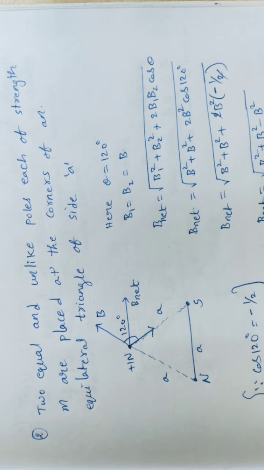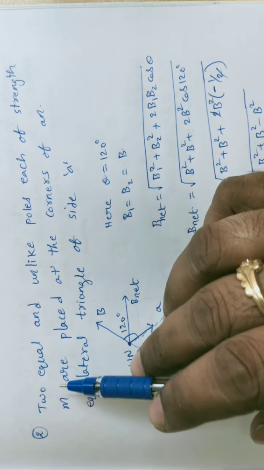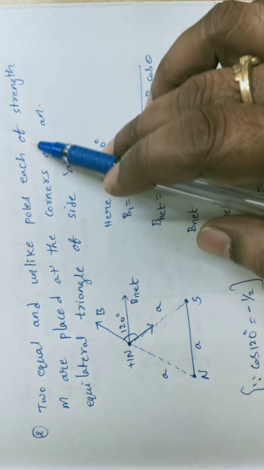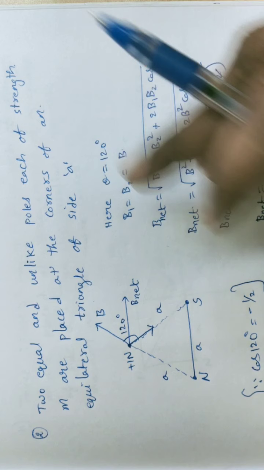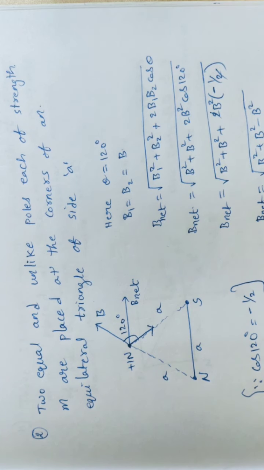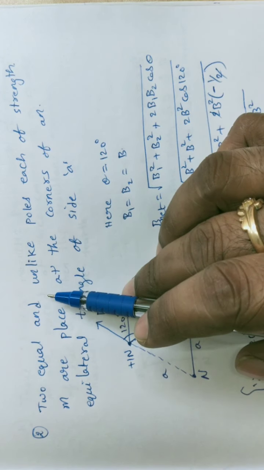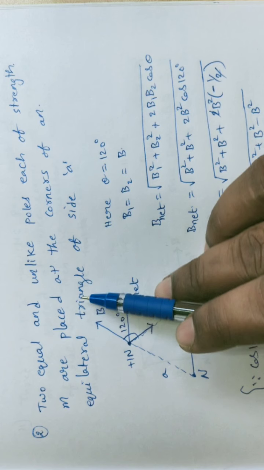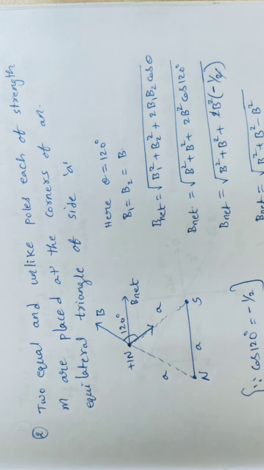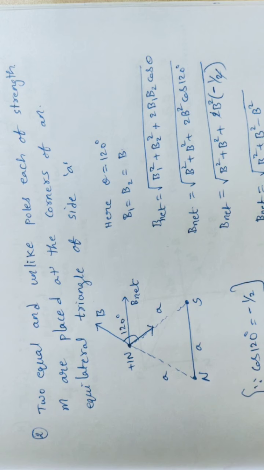Listen students, this is one more thing clearly. Two equal and unlike poles, each of strength small m, are placed at the corners of an equilateral triangle of side small a. Once again I am repeating the question here: two equal and unlike poles, both are not the same, each of strength small m, are placed at the corners of an equilateral triangle of side a. This is the given question for us. So for this one, how to find the result, we will go through that also.